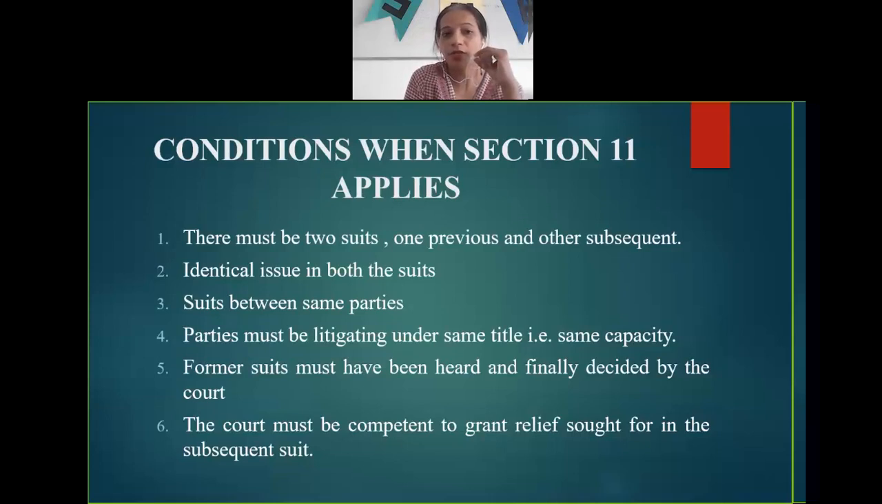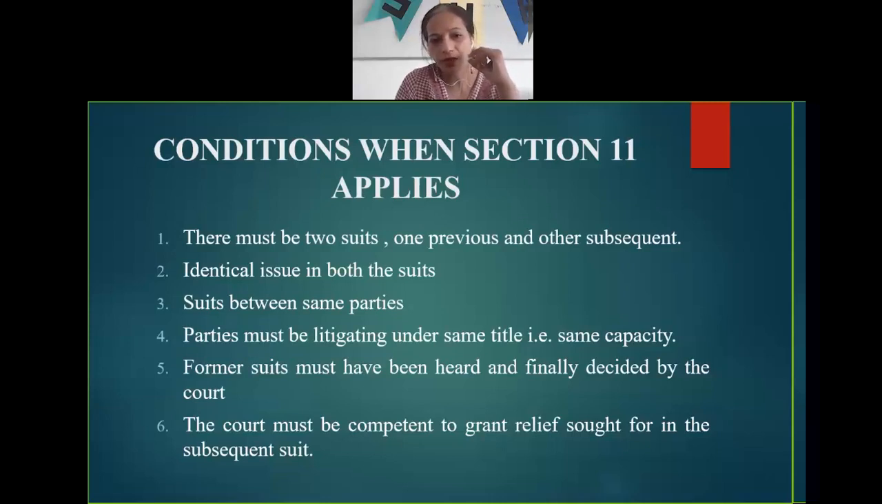These suits must be instituted with identical issues. Both the suits must have identical issues, that is to say, the same issues. Next, the suits must be between the same parties. Both the suits must be between the same parties under the same capacities. Now, under the same capacities means what? A person who is a plaintiff in one suit should also be a plaintiff in the subsequent suit. So, parties must be litigating under the same title with the same capacity.